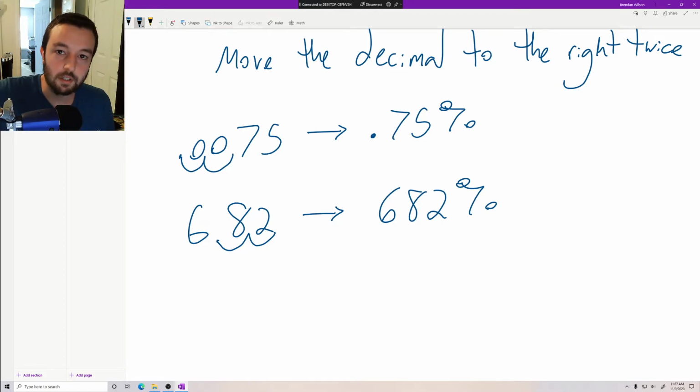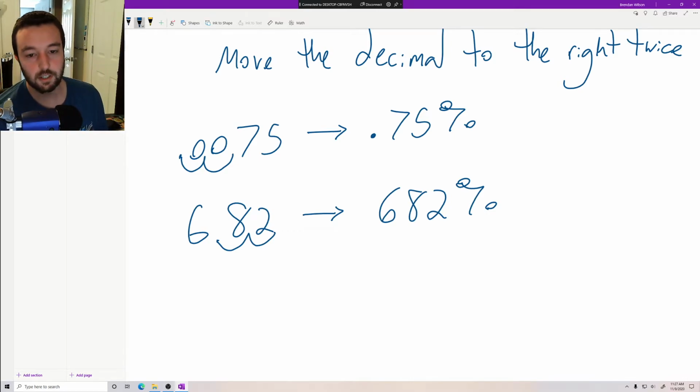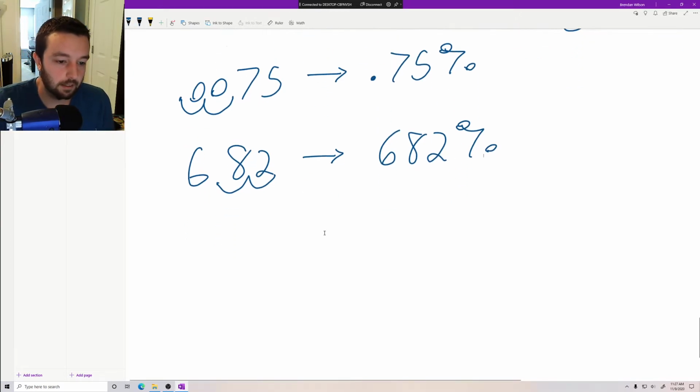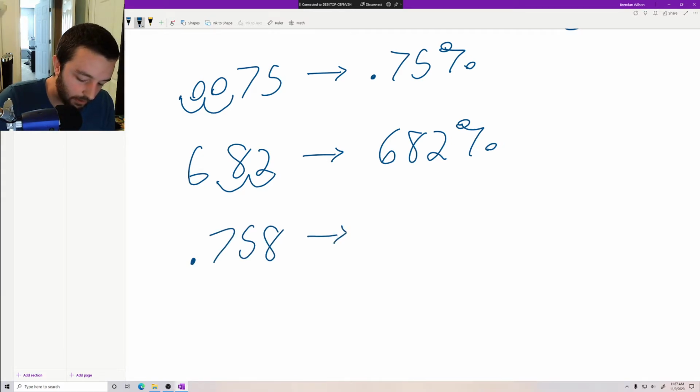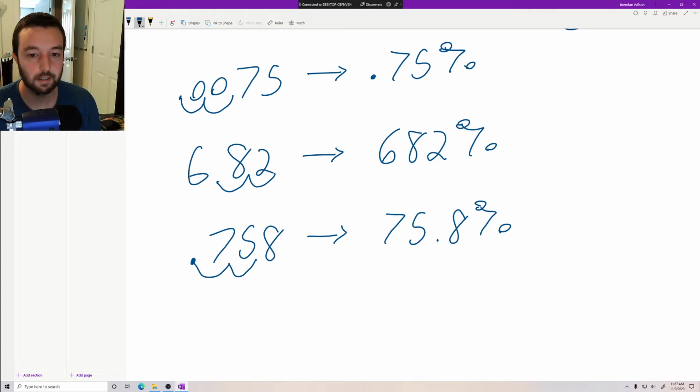So we can have percents that are more than 100%, just like we can have improper fractions, right? We can have 4/3 of something, or 10/5 of something. If we have 0.758 and we turn that into a percent, we move the decimal to the right twice and we get 75.8%. Okay. So 75.8 for every 100 parts.